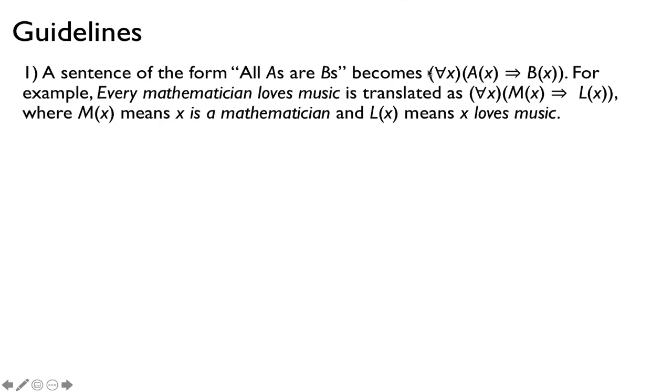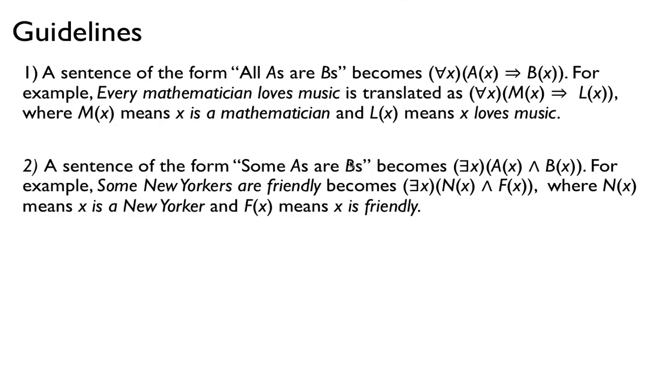And so again, when you say all A's are B's, we want to use the for all, and we want to use the conditional. It says that for all X, if A of X then B of X. That means that for every object, if the object has the property A, the object has property B. That's the same thing as saying all A's are B's. For example, every mathematician loves music. You can translate it as for all X, M of X, if X is a mathematician, implies that X must love music.